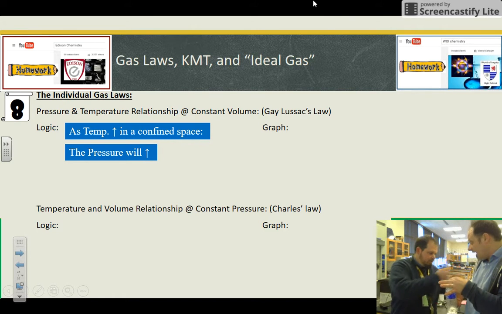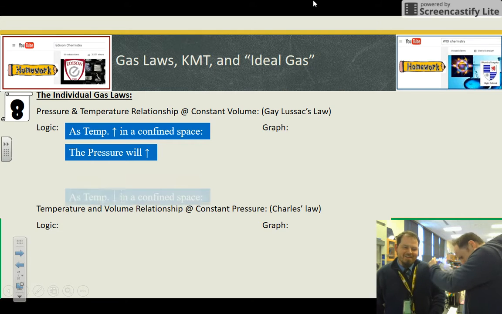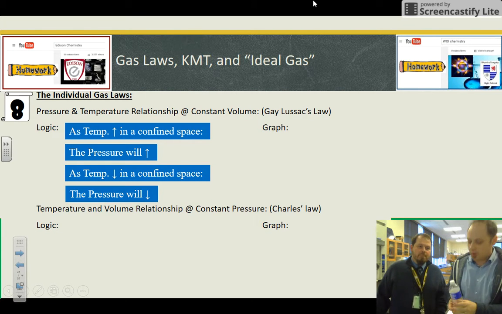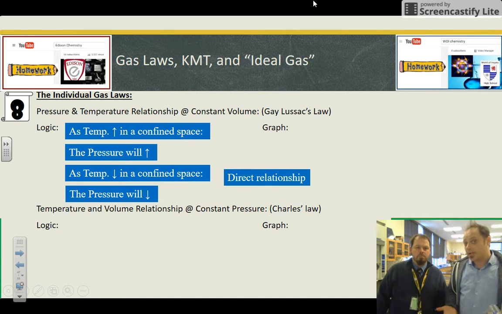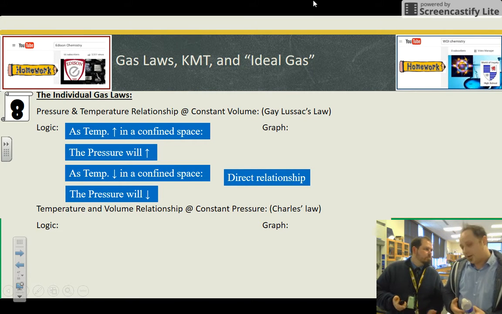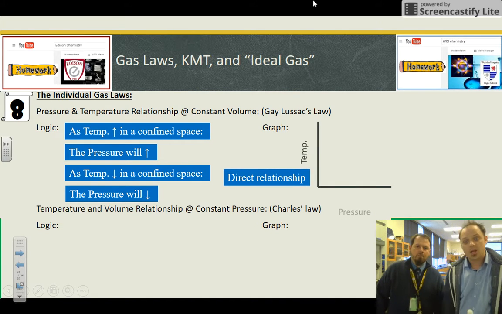If I were to heat it, the molecules start moving faster and bang the walls of the container harder. And the opposite's true if I cool it. They go slower and slower and slower, and the pressure goes down. So this makes a direct relationship. As one goes up, the other goes up. Temperature goes up, pressure goes up. Temperature goes down, pressure goes down. And it looks like a straight line on a graph.